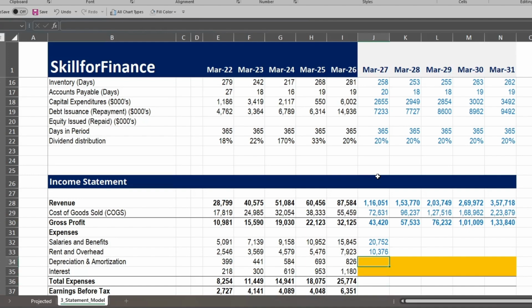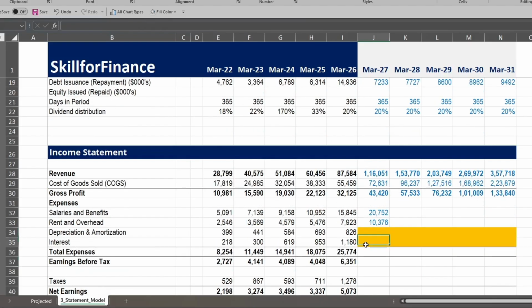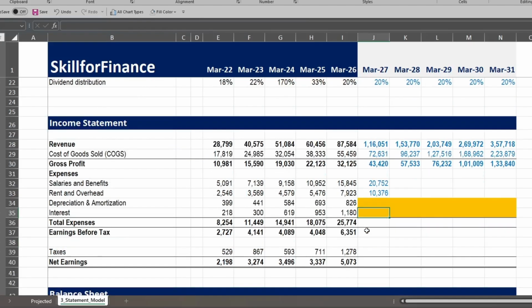For the depreciation and interest, we need workings for that. We'll have to get the depreciation from the PPE account, the depreciation schedule. And for the interest, we need to calculate the debt schedule. Once we are done with the debt schedule, the numbers for the interest come directly from it, and from the depreciation schedule for the depreciation and amortization. So in the meanwhile, I'm going to sum these four.